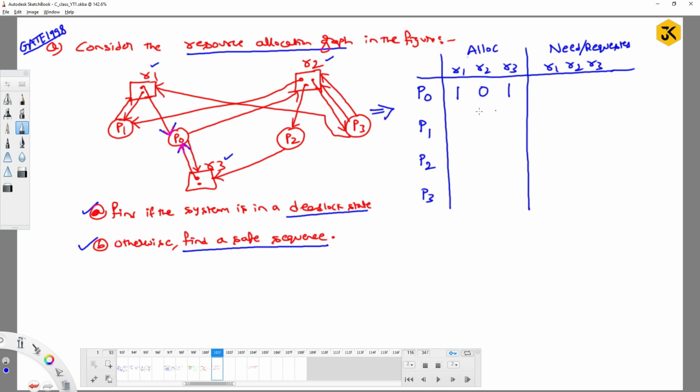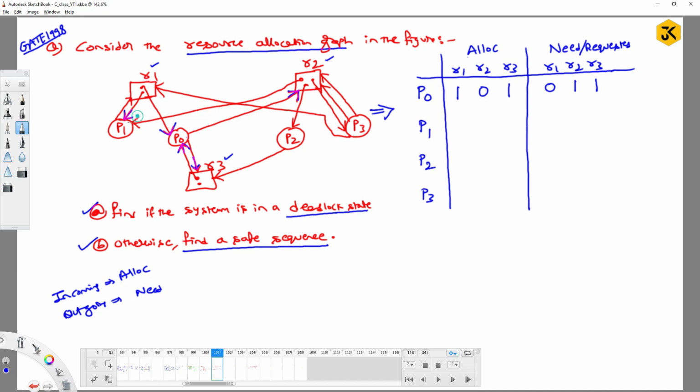Similarly, what are the outgoing edges? Outgoing edges represent need or requested. See guys, incoming edge defines allocated and outgoing edge defines the need, right? What are the outgoing edges for P0? One goes to R2, one goes to R3. So for R2 and R3 there is 1, and for R1 it is not an outgoing edge, so that is 0 1 1.